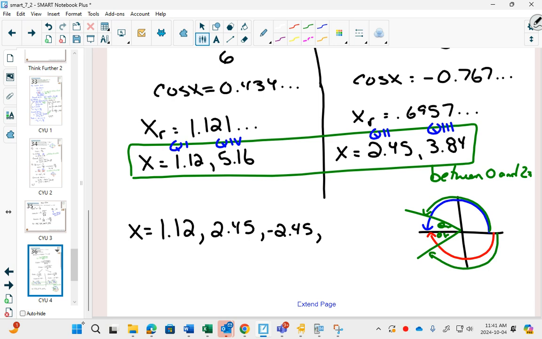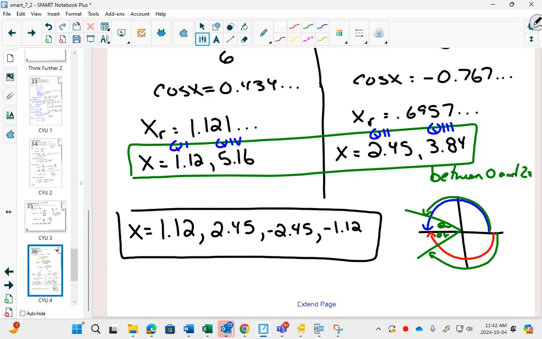And same thing in quadrant 1. If I went to quadrant 4, it's just going to be the reference angle negative, so the quadrant 4 one will be negative 1.12. That is our final answer. It might not be bad to put a line through the ones that we had to take out, because they didn't fit the domain the question was asking.